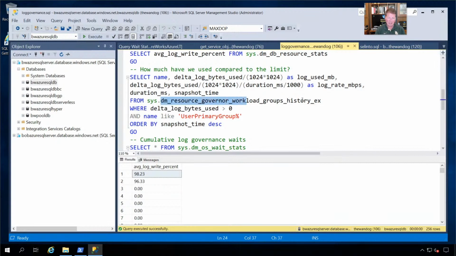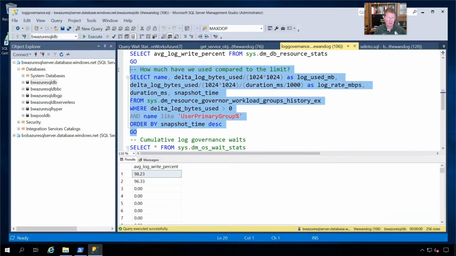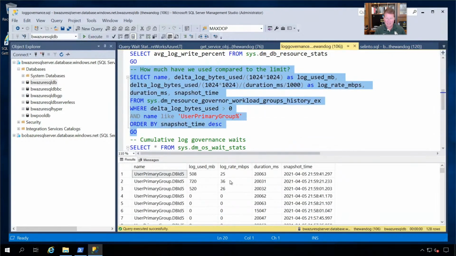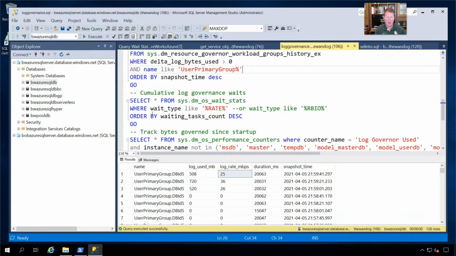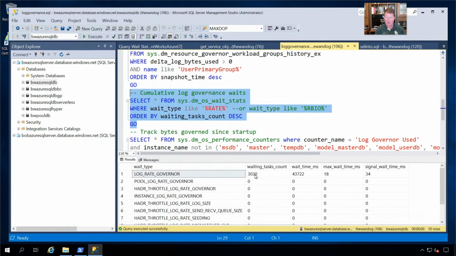This is where I'm picking that geeky one, that one we showed before called workload groups history EX. I'm going to run that query here, and I'm looking at this, and I can see now my log rates look like I'm approaching that limit that we're throttling on. So I can look at the overall wait stats when this is done, and this is finished now, by the way, and I can see that for log rate governor, I've had several waits at a certain average wait time per query.